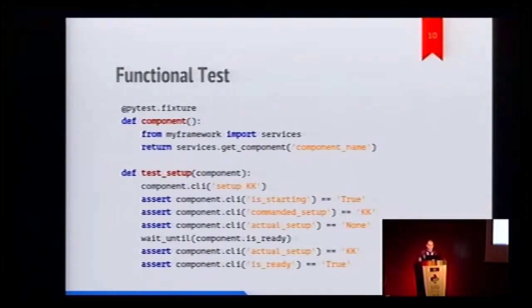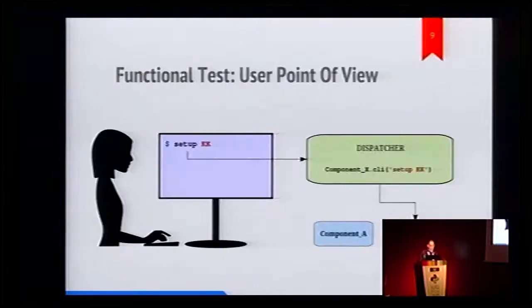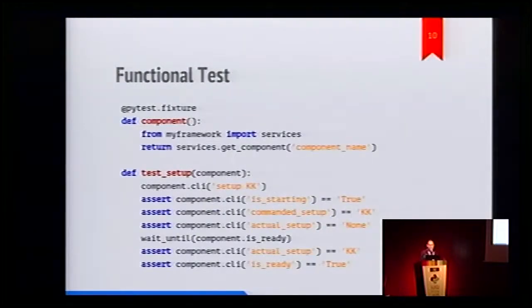So the test setup function is actually the test, and it gets the component reference and performs the setup, calling the CLI method and passing to it the setup KK string, exactly the string we got from the command line. After, if you notice, the asserts are exactly the command we got from the command line before. So we want to verify that the CLI method, which returns a string, in the case of starting, returns true, the commanded setup is equal to KK, and so on. When the system is ready, we want the actual setup to be equal to KK, and ready to be true.